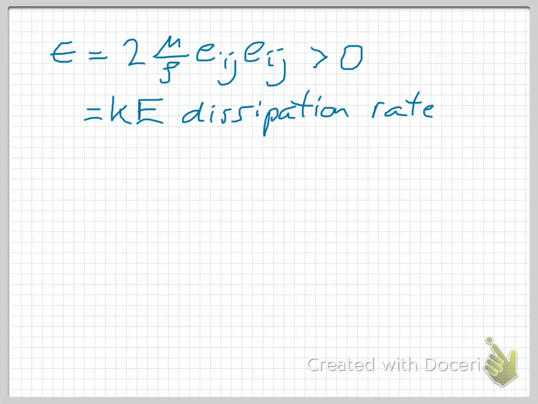It's also useful to define another quantity here, the ratio mu over rho, viscosity over density, is often called the kinematic viscosity.